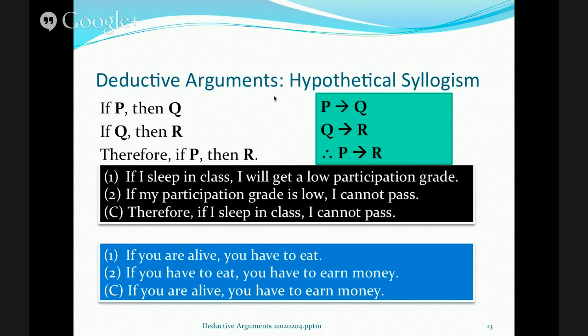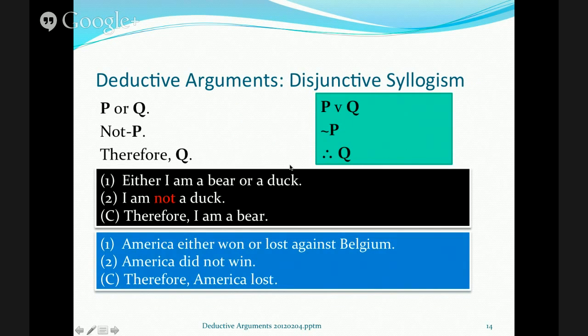So a hypothetical syllogism. If P then Q, if Q then R, therefore if P then R. Again, what I want to tell you for right now is that using just the meanings we gave the words if then, we can prove that if these 2 premises are true, then the conclusion must also be true. Or to put it another way, if the conclusion is false, then either this premise or this premise needs to be false. So let's demonstrate with this example.